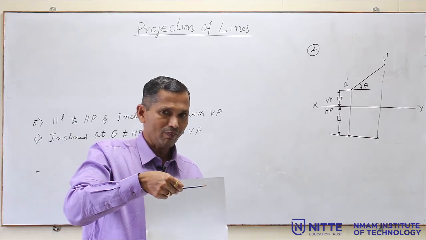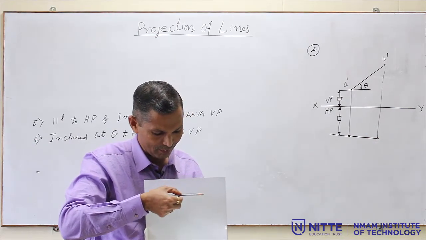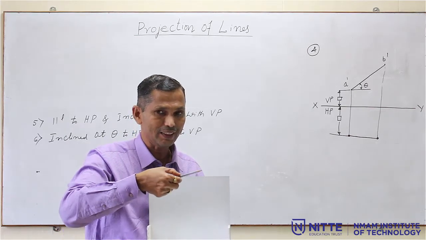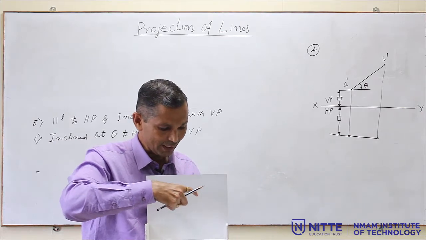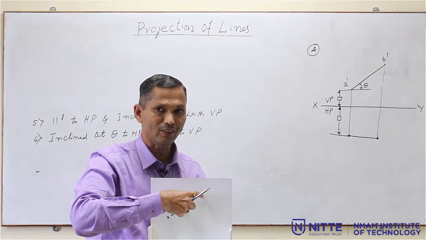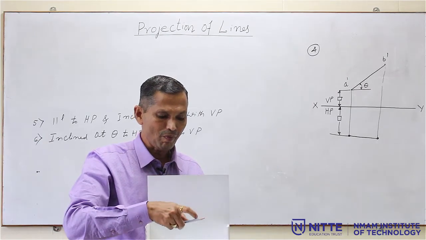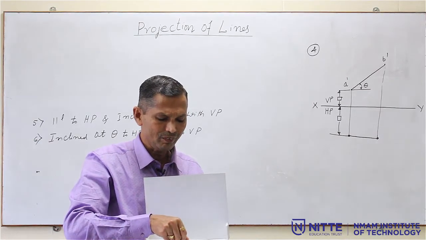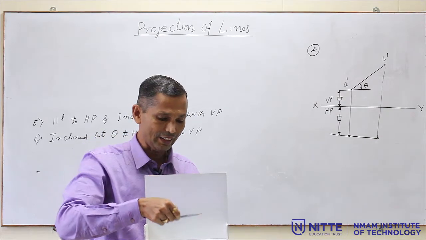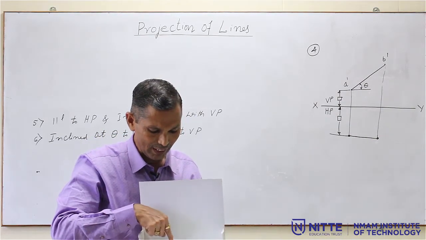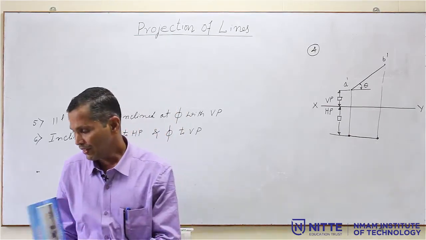Now, if you observe in this direction, the front, you will get an image. What is the image of that? Is it 100 mm? No, because it is inclined. So, you will get a projected length, a shorter length. So, the front view will be shortened, but the top view will be a line having the same length as the length of the line and its inclination. What is this angle with respect to VP? The phi.